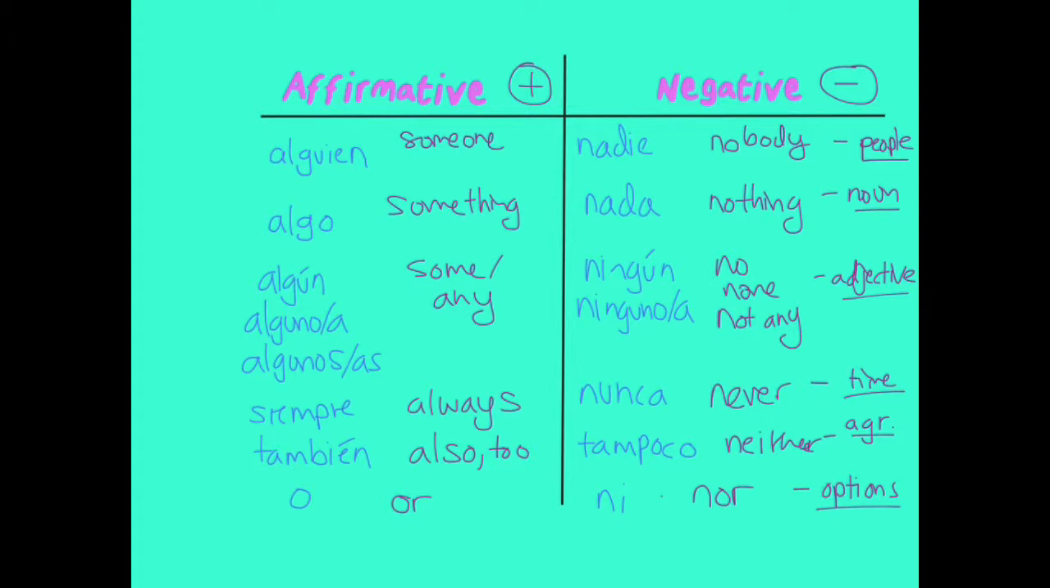Now if you think about the context we use these in, it makes it easy to remember what to use. So for alguien and nadie, we use people. Algo, nada, nouns. Ningún, ninguno, adjectives. Algunas variations are also adjectives. Then if you're dealing with instances of time, you've got siempre and nunca. Then for agreement, you've got tampoco, también. Or to give options, o, ni.